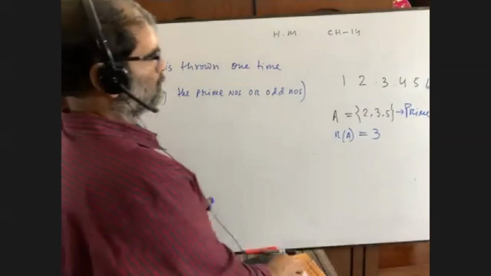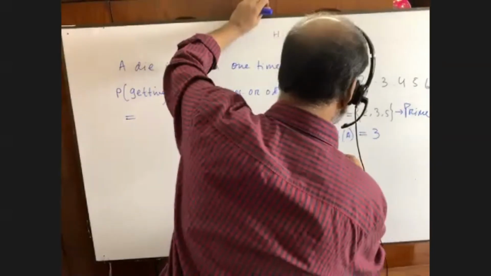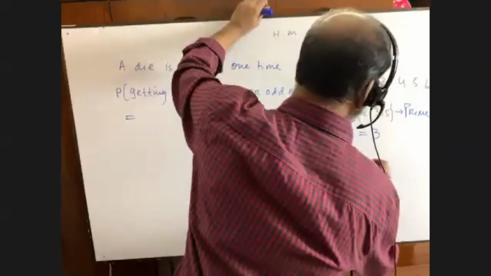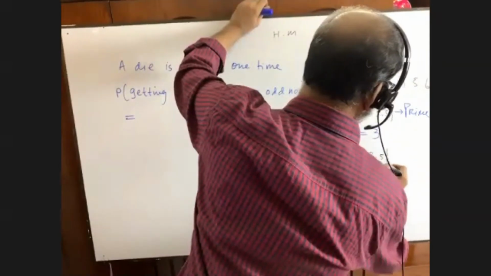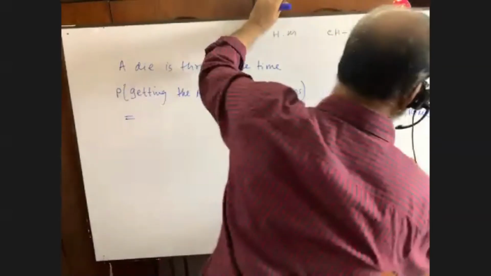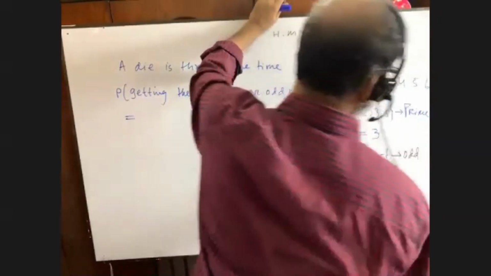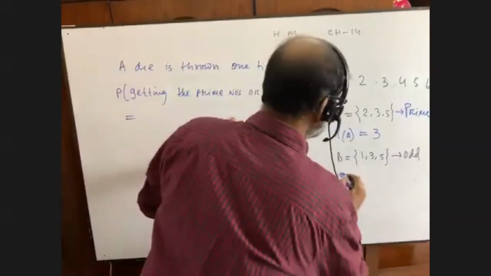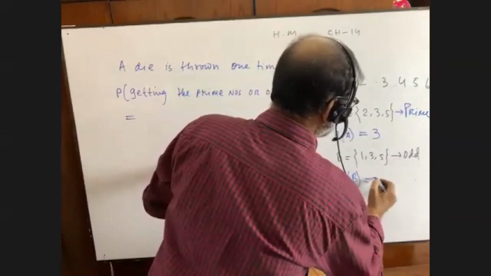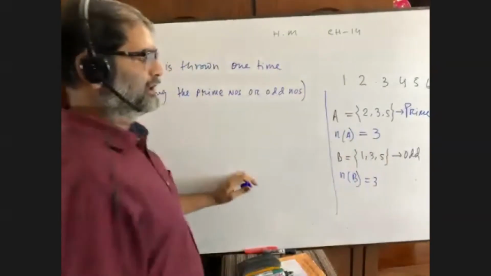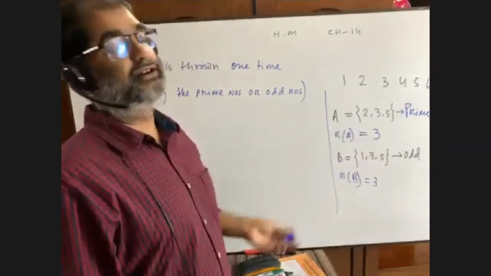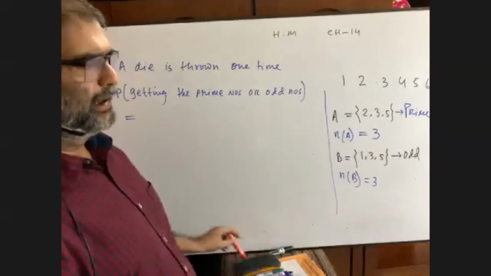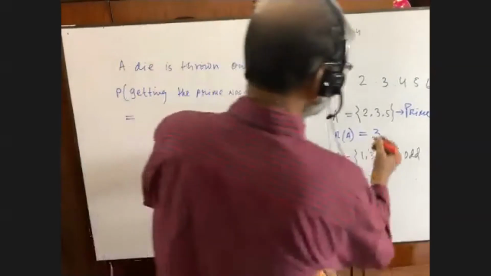Now write down B, odd numbers. What are the odd numbers? 1, 3, 5. It is the set of odd numbers. Then we are getting n of B. Talk to me. 3, sir. Now suppose you have answered 3 plus 3 equals 6, 6 by 6 equals 1. Not that. I told you, you have to look whether there is anything common or not.